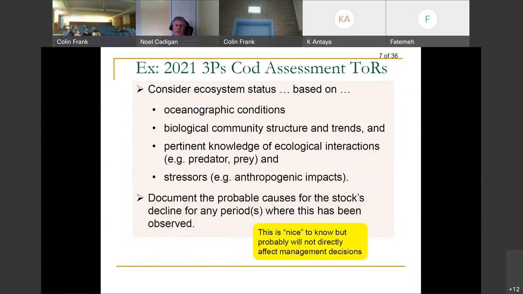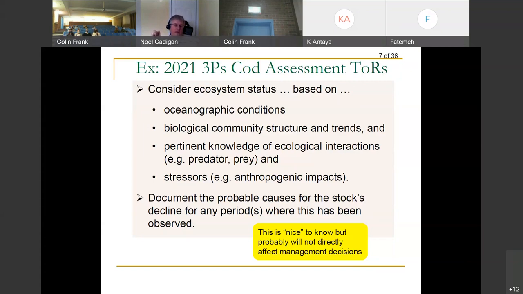And I thought to quickly go over, as an example, the recent terms of reference for the 3Ps cod stock assessment that happened just last week. So there were essentially four terms of reference. The first was, and I'm just paraphrasing here, to consider ecosystem status, and there's a lot of language there. But basically, the stock assessment was asked to consider oceanographic conditions, biological community structure and trends, and pertinent knowledge on ecological interactions and anthropogenic impacts.